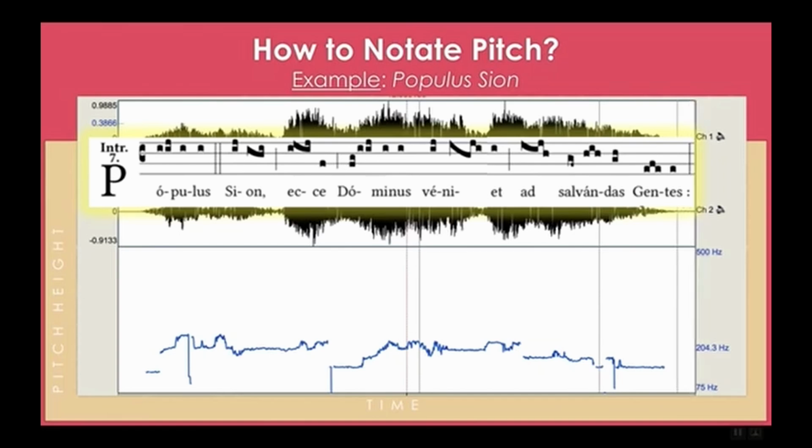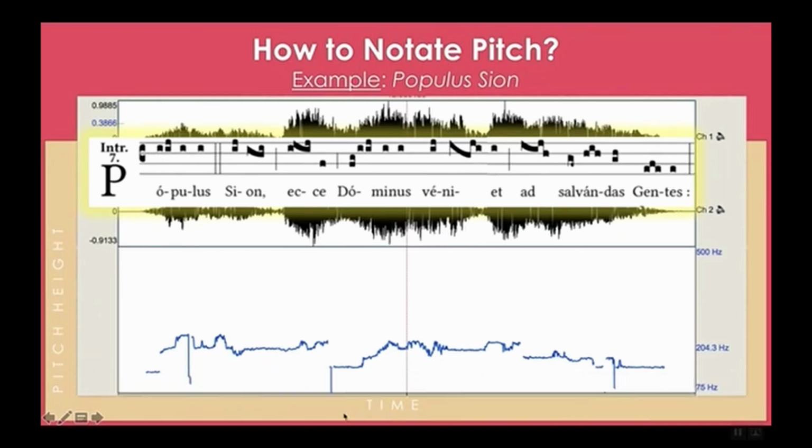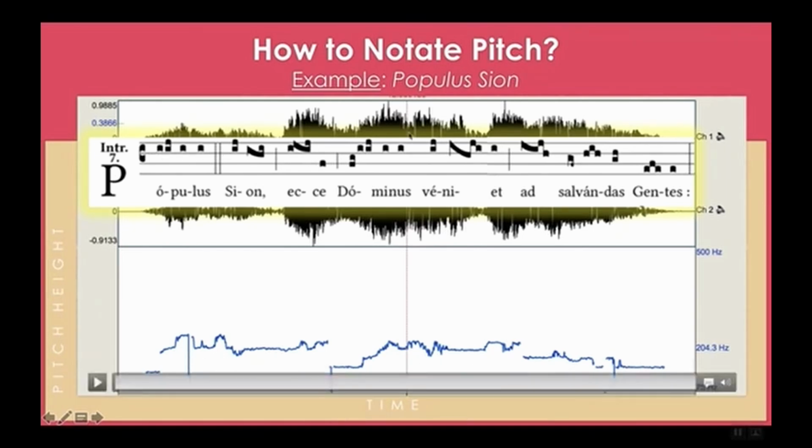Okay, so what I did to get that is I took a Spotify recording of Populus Sion, which is just an old chant that there are several versions of in manuscripts, so that's why I wanted to use this one. I found a recording and ran it through this program Praat, which plots this as pitch against time. And my question is, pretend you're not looking at this musical notation.